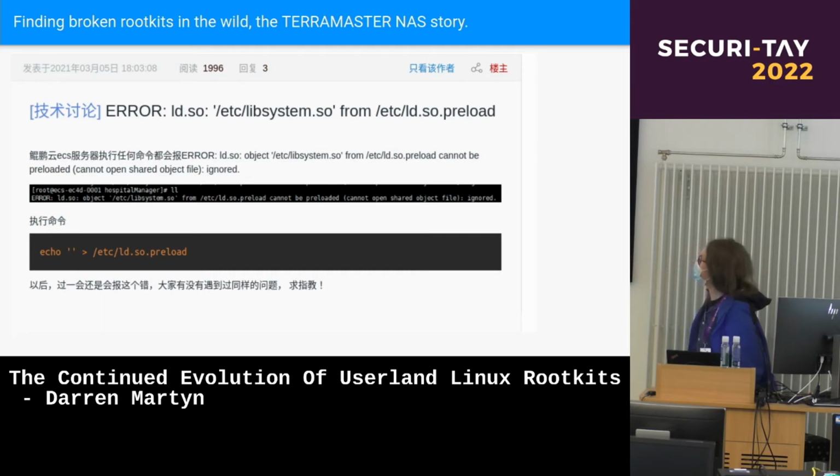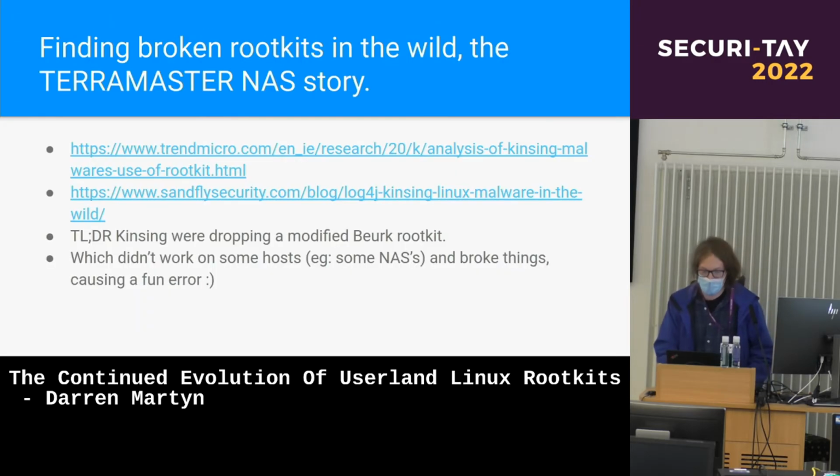Again, it's /etc/libsystem. And it seems that this particular malware infection was quite widespread because it was absolutely hosing people's boxes. So whoever had written it had clearly messed up somehow, and their rootkit didn't actually work. When I looked a bit further, it turns out that this had been previously noted by Trend Micro and Sandfly, and the TLDR is a group called Kinsing was dropping a modified Bedevil rootkit. They could hide their crypto mining and other shenanigans, and it didn't work because they compiled it wrong. So it just absolutely hosed all these systems they were trying to put it on.